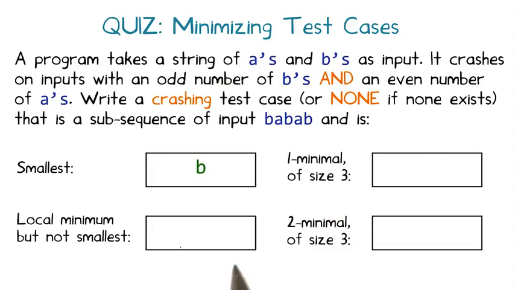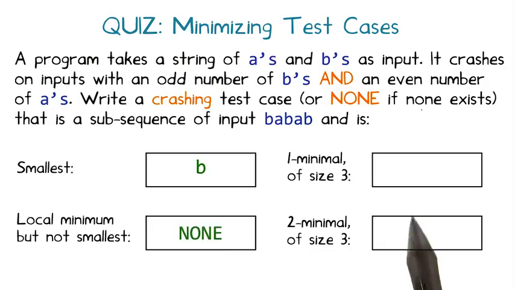Next, let's try to find a local minimum that is not a global minimum. Remember that no proper subsequence of a local minimum can fail. But earlier we said that all failing subsequences will need at least one B. So every failing subsequence of BABAB itself has a failing subsequence B. So the only local minimum is B itself. So there are no local minima that are not global minima.